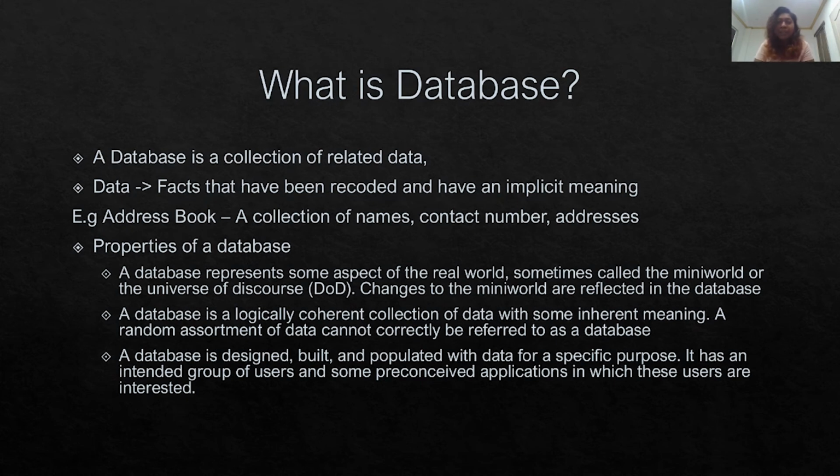The second property a database needs to have is that it should be a collection of data that makes sense. So we cannot store two different facts that are not related to each other and call it a database. They need to be related to each other so that they have a proper meaning. We cannot store all the flight data and student information in the same database because they don't make sense. The information should be related to each other.